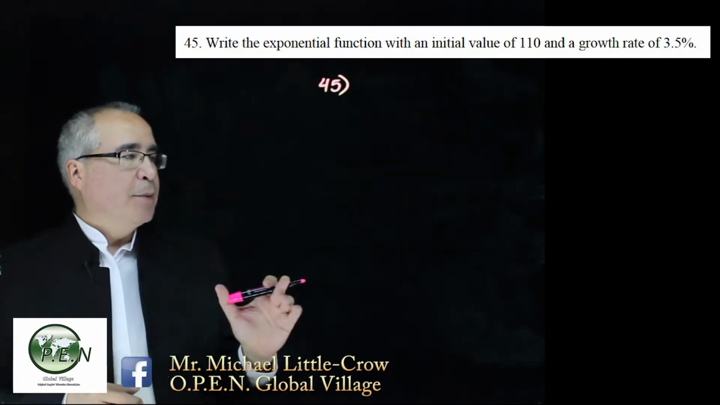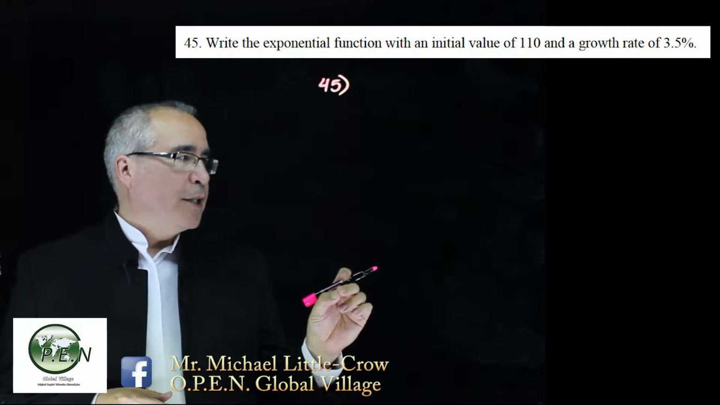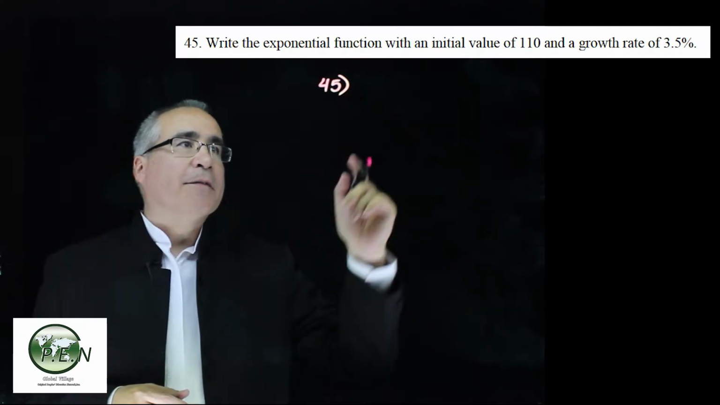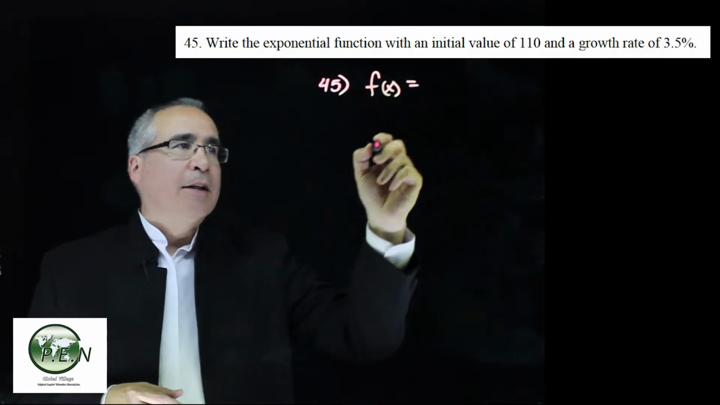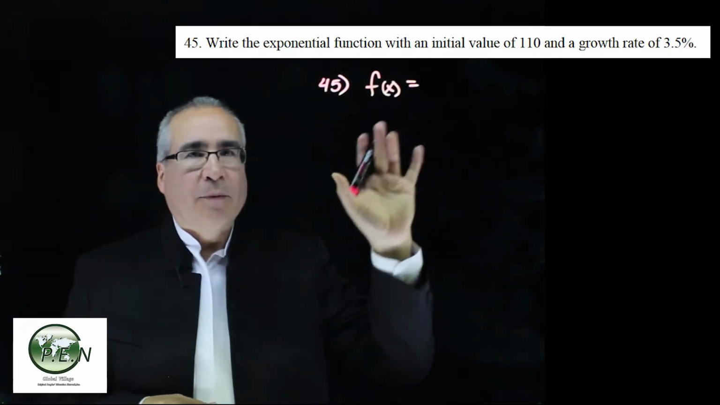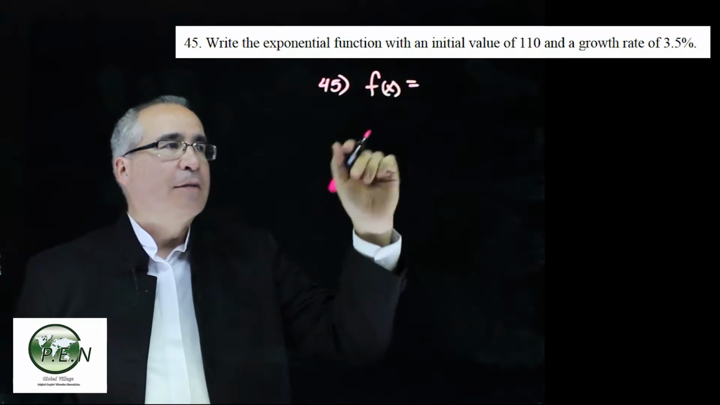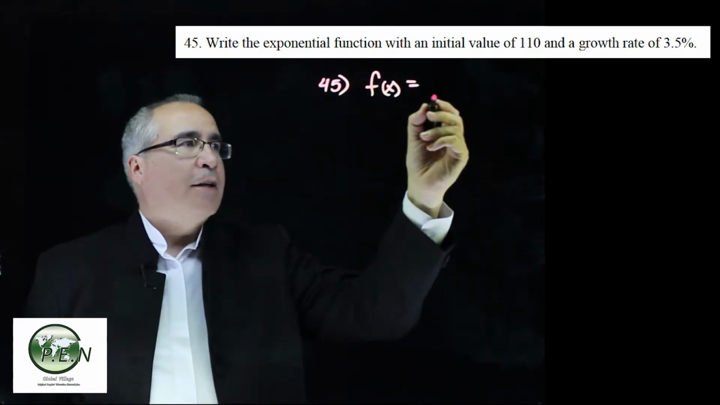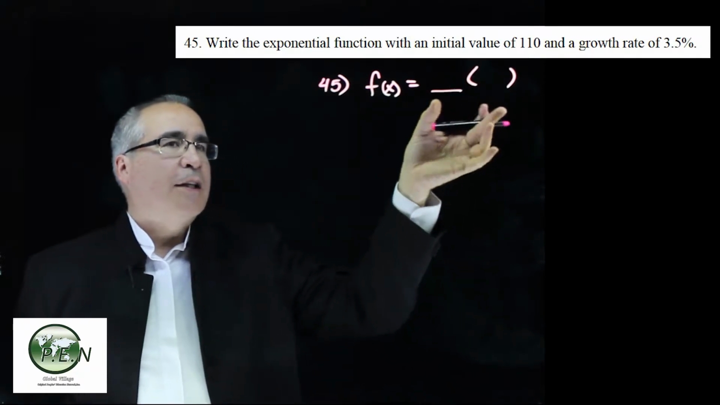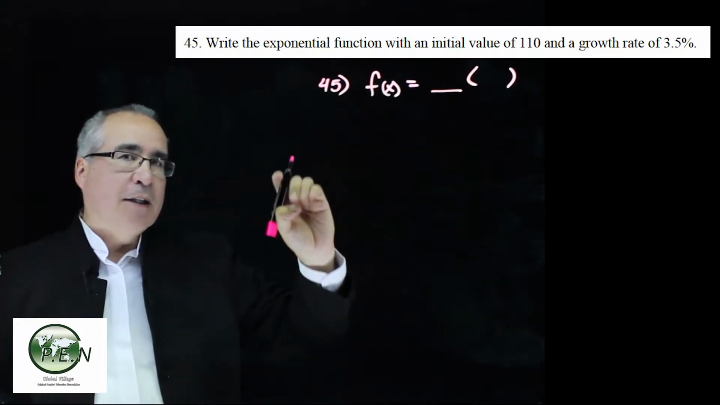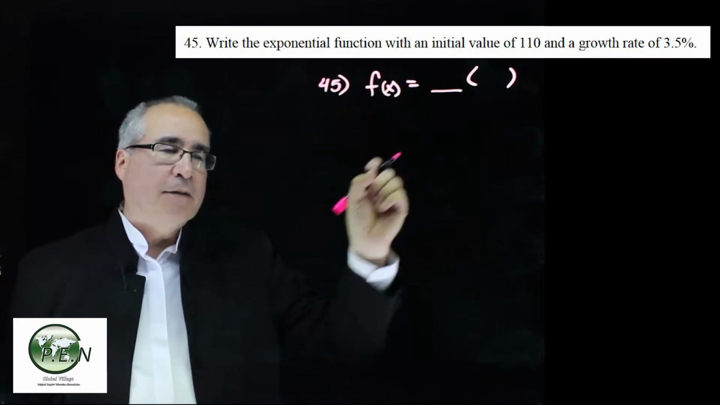We're writing an exponential function with an initial value of 110 and a growth rate of 3.5. So the function is f of x. It could be f of t. Watch when you're doing your homework which one it's asking for. Initial value always goes here. The percentage goes here. Remember, it includes 100%. So if it's an increase, it's 100 plus the rate.